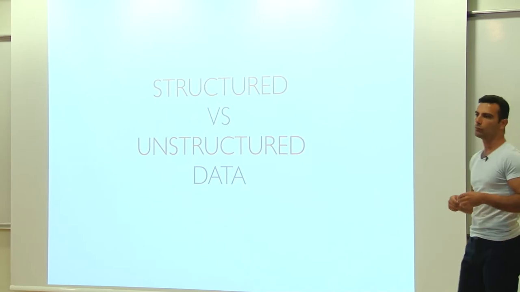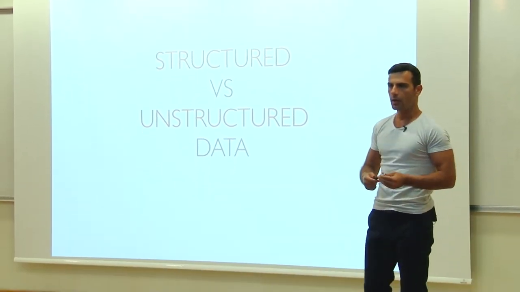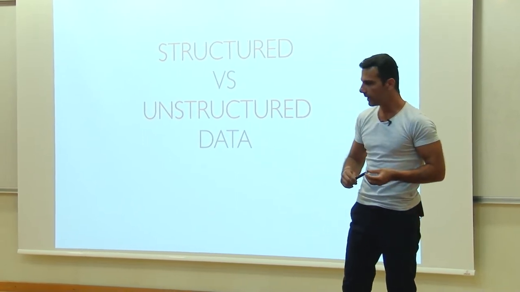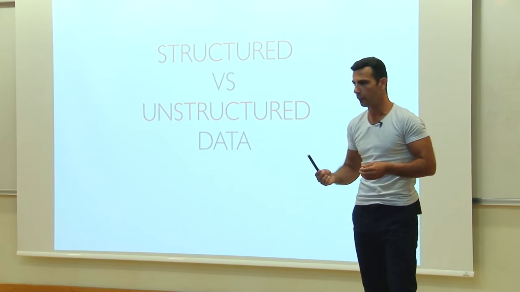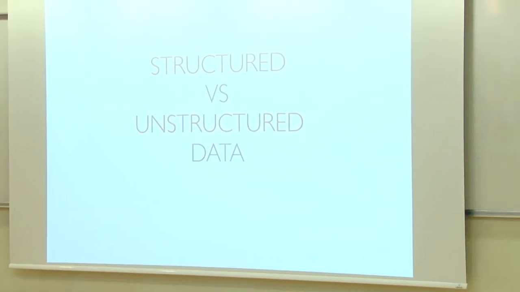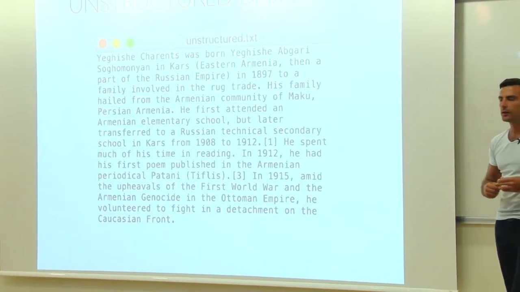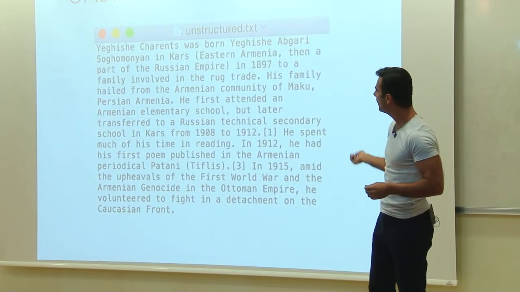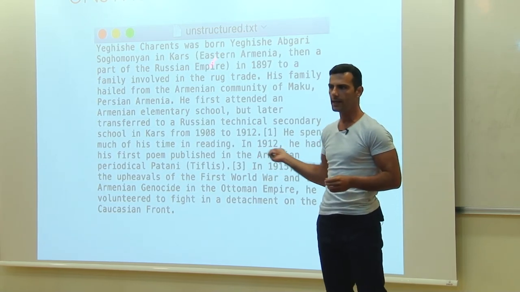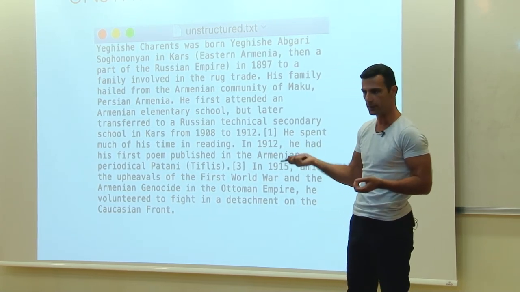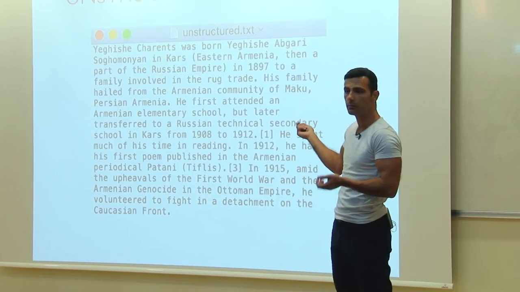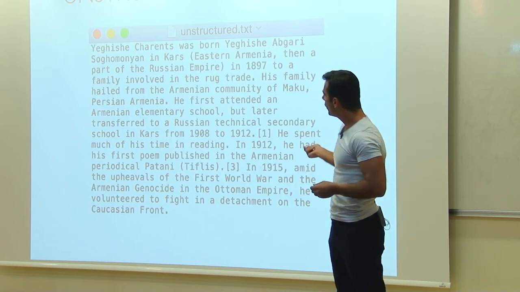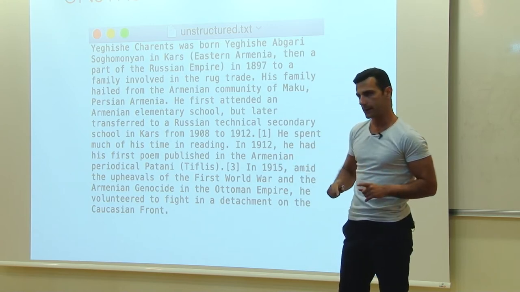Data, which can be stored in files, comes in two flavors, typically. It comes in a structured form, and it comes in an unstructured form. And what do I mean by this? This is some text about Chalens, right? So it talks about him, where he was born, etc. This is text. This is things that you as humans can read and understand information about Chalens. This is, though, an example of unstructured text.